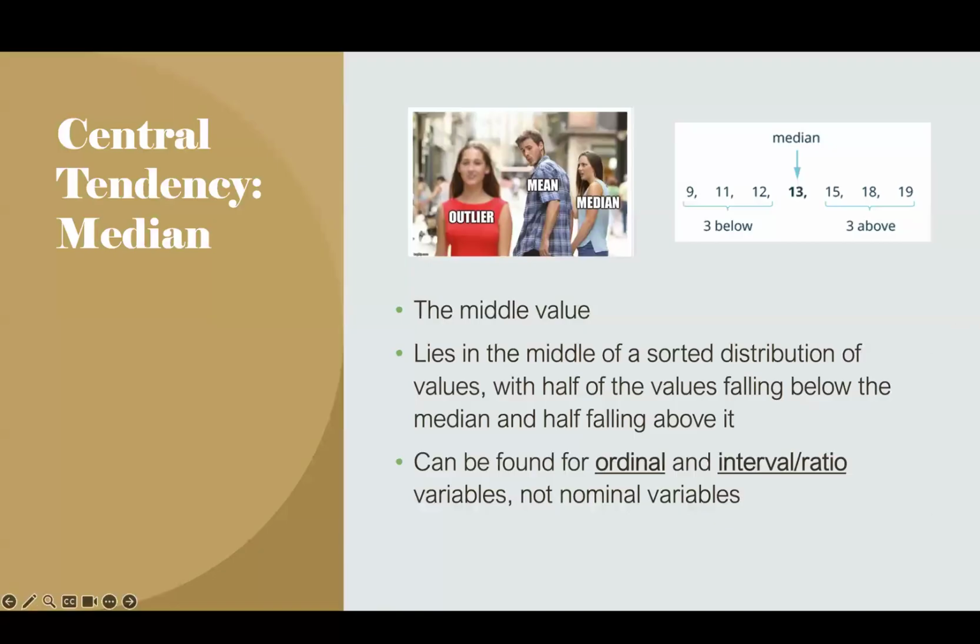This cannot be done for nominal variables because there is no order in nominal variables. Take gender, for example. If we were looking at man, woman, non-binary, we don't have a natural order for those things. And so we would not be able to find a middle value.